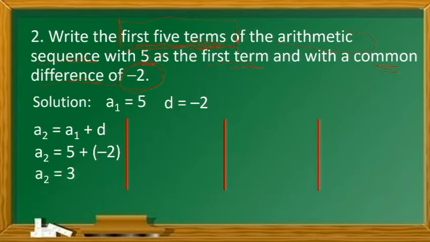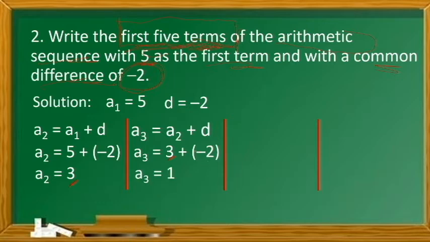So we have now a sub 2 equals 3. We know that 5 plus negative 2 is equal to positive 3. So we have a sub 2 equals positive 3. Next, a sub 3 is equal to a sub 2 plus d. A sub 3 is called the third term. Substitute, we have a sub 3 equals 3 plus negative 2. 3 is our second term from the given solution. So 3 plus negative 2 is equal to positive 1. So a sub 3 is positive 1.